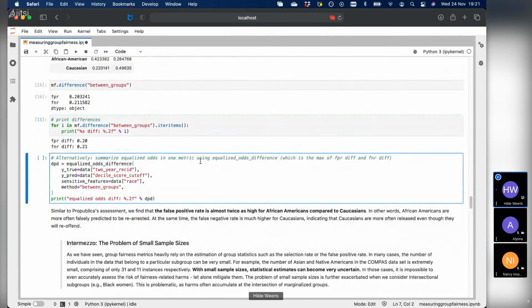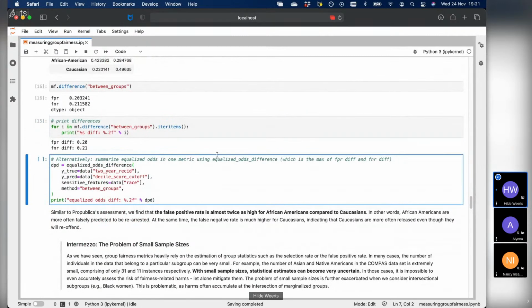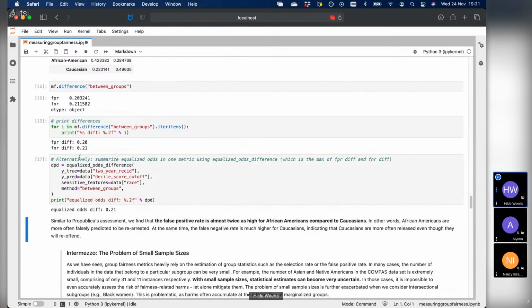Like before with the demographic parity difference function, we can also use equalized odds difference. Of course, there are two underlying base metrics, so we have to somehow aggregate that. In this function, we have chosen to use the maximum of the false positive rate difference and the false negative rate difference. If we compute that over here, you can see that it just takes this one because the false negative rate difference was higher.